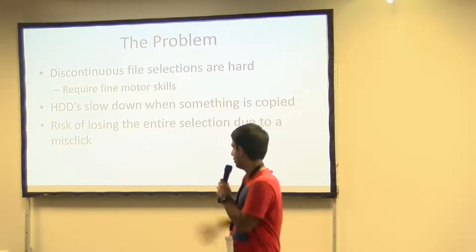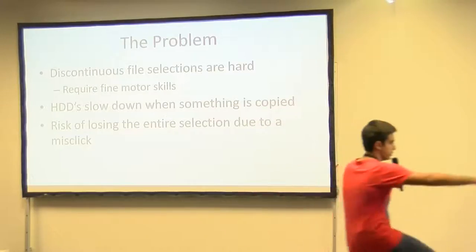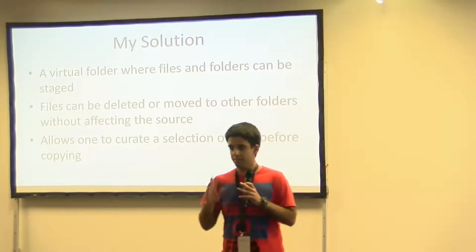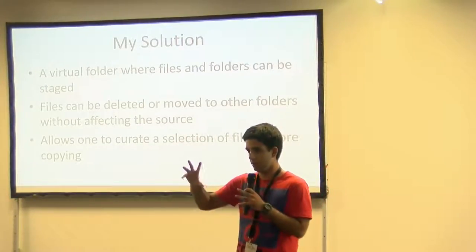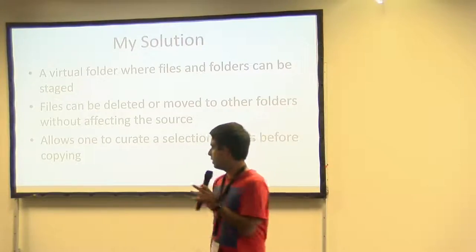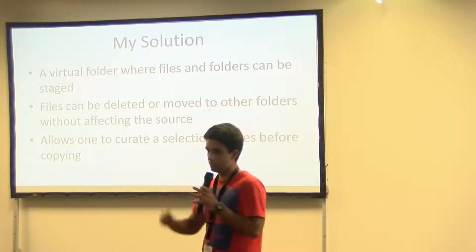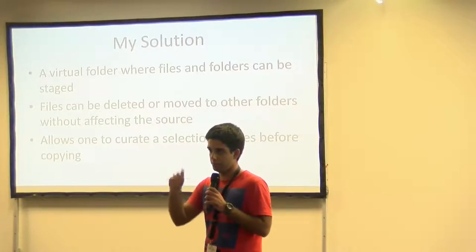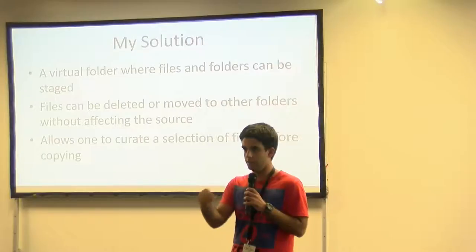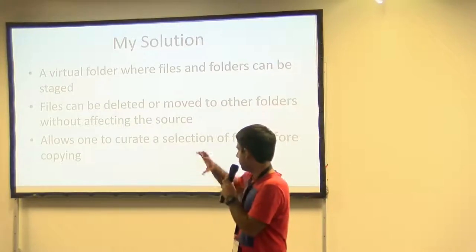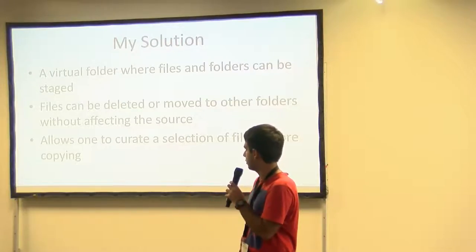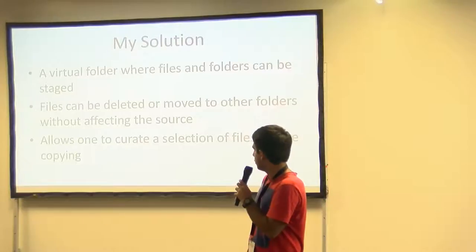So my project was to rectify all these problems by creating something I call a virtual folder. In this virtual folder, you can stage files. You can copy files from a lot of different locations on any discontinuous file tree. They don't have to be in the same hierarchy or anything. You can copy all those files to a virtual folder, which will save them in the RAM. It's not saving the file from the file system or anything. It's just saving the URL of the file in a process. And then you have a selection of files, which you can then copy to any other device or any other folder.